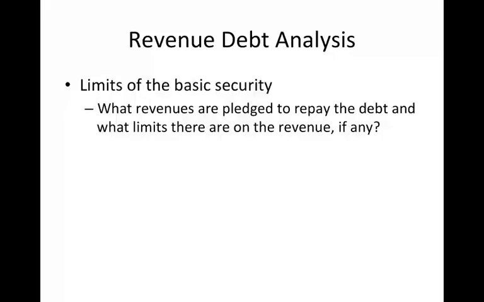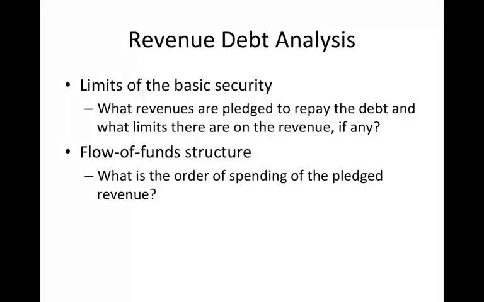So one of the things they're going to look at is the basic security. What revenue has been pledged to repay the debt? Are there any limits on the raising of that revenue? What's happened with it over time? Is it growing? Is it declining? And how does it compare with the need to repay debt? How much their principal and interest payments are going to be?